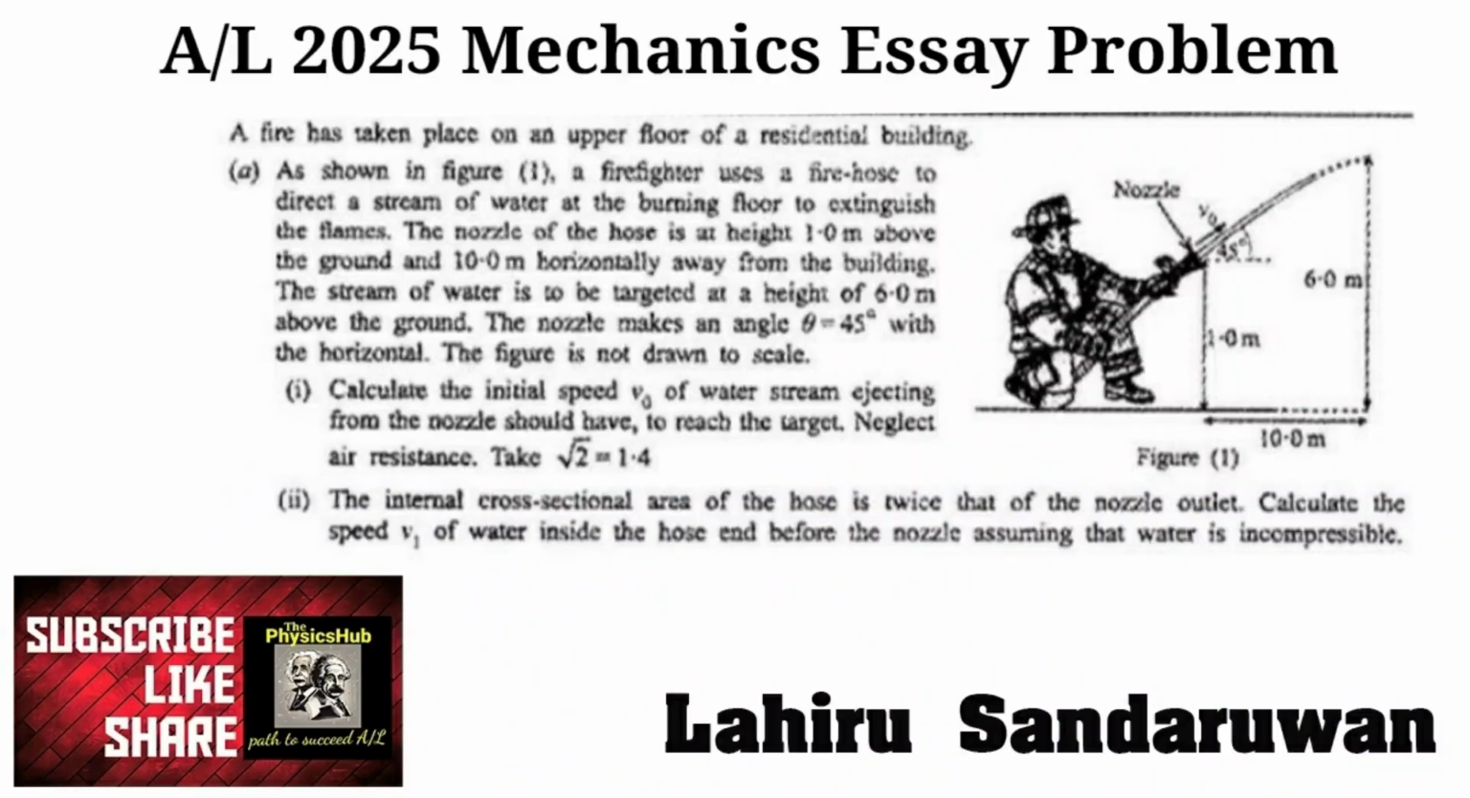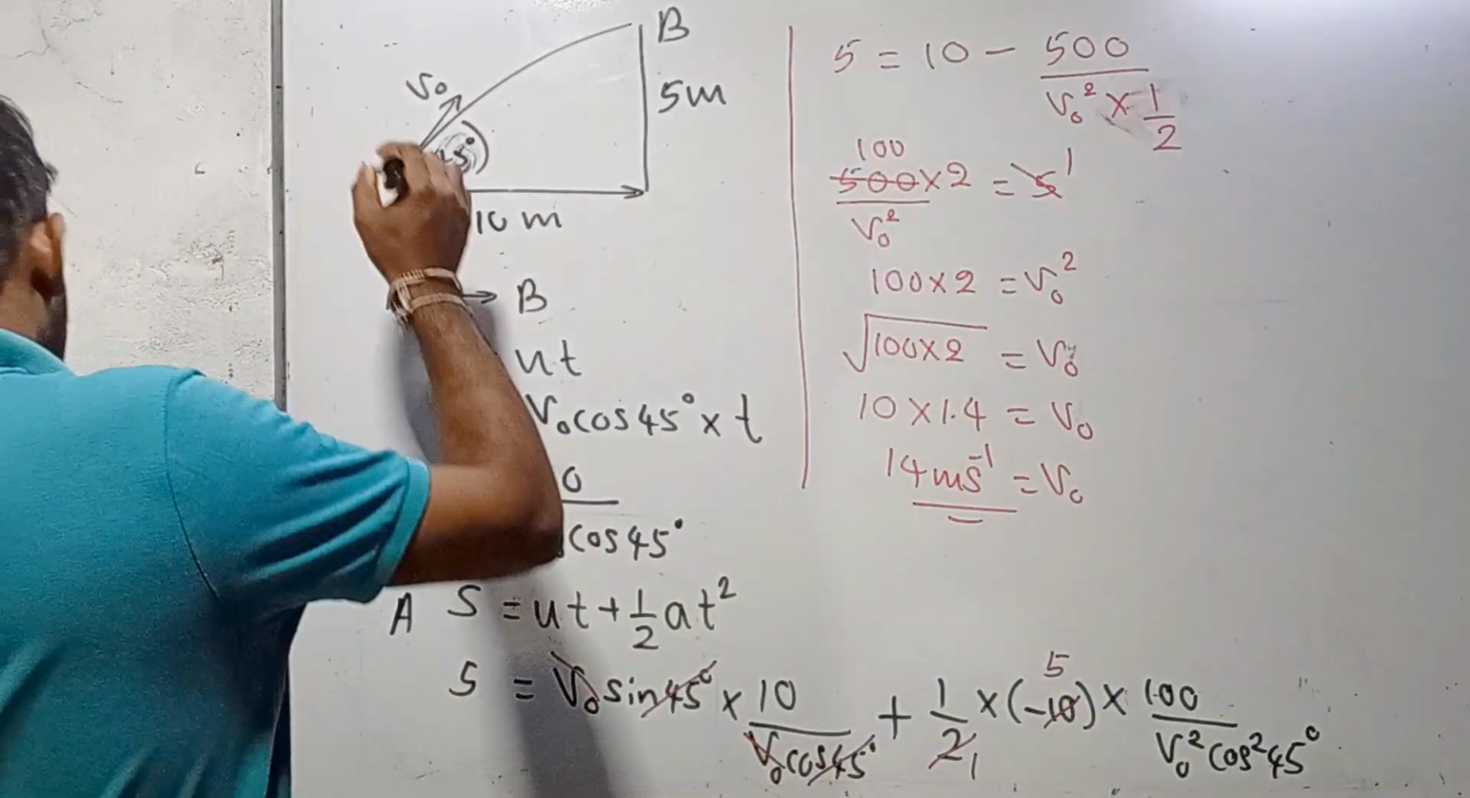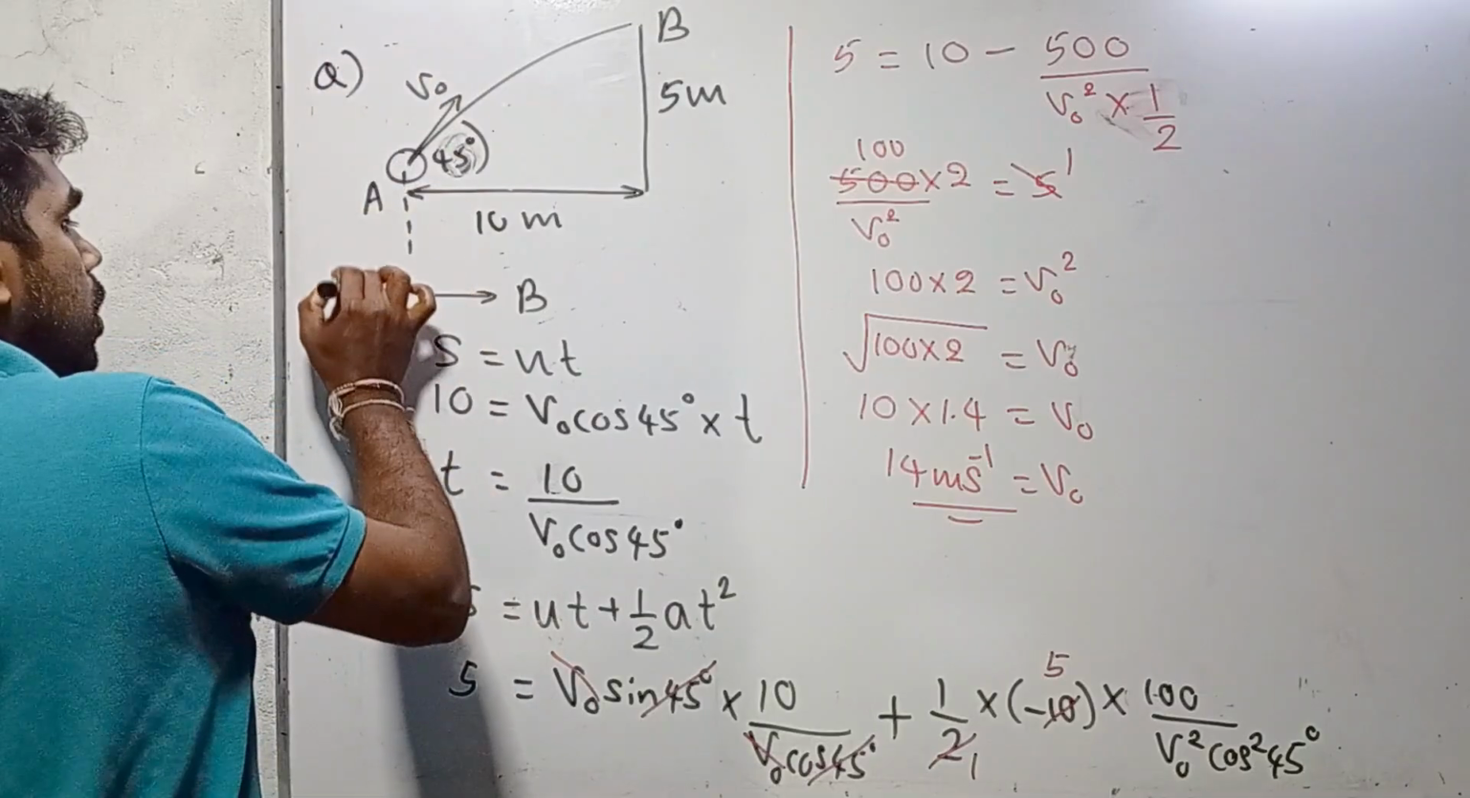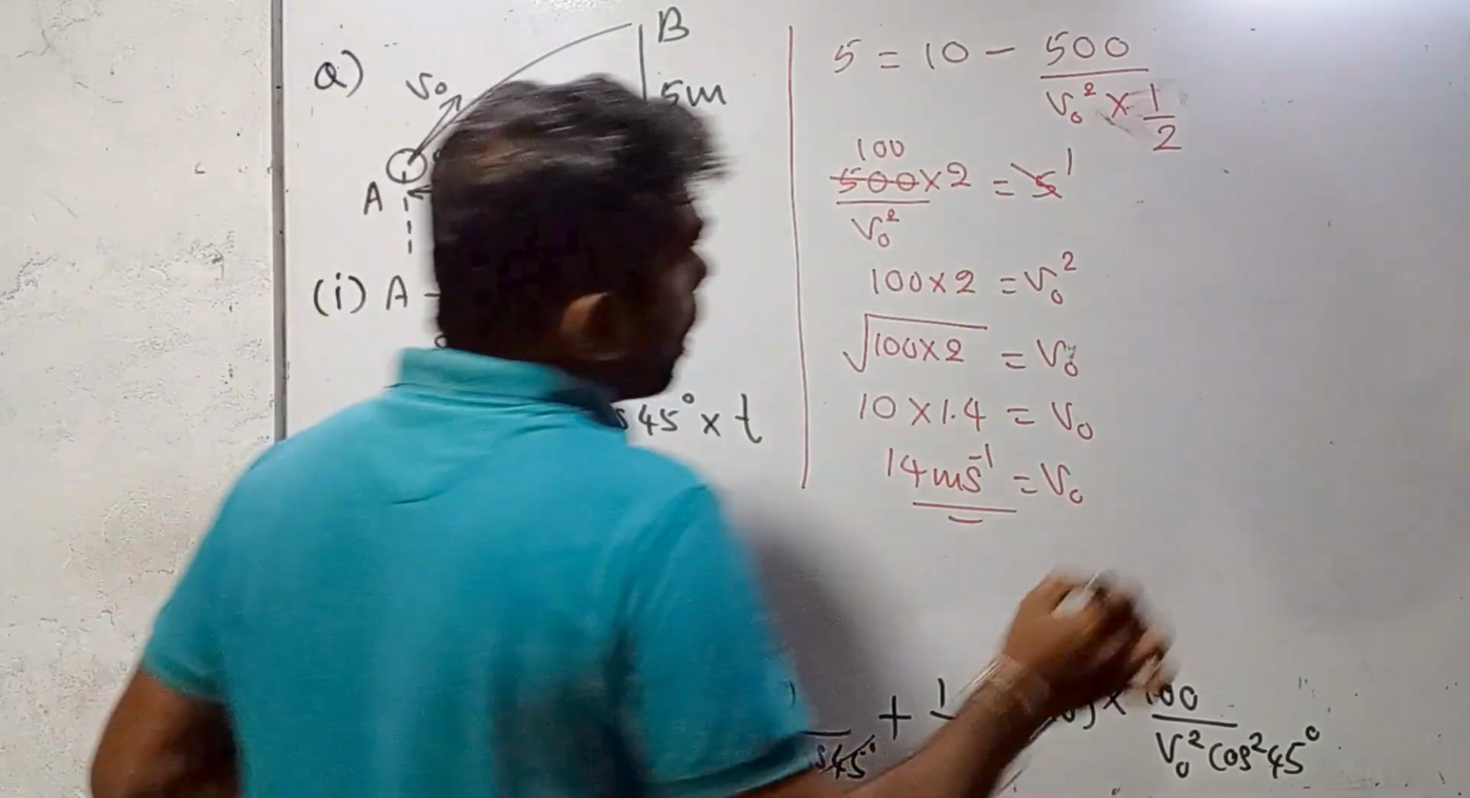Then part 2: the initial cross-sectional area of the hose is twice that of the nozzle outlet. Calculate the speed V1 of water inside the hose end before the nozzle. Assume that water is incompressible. That was part 1. Now we are solving part 2.